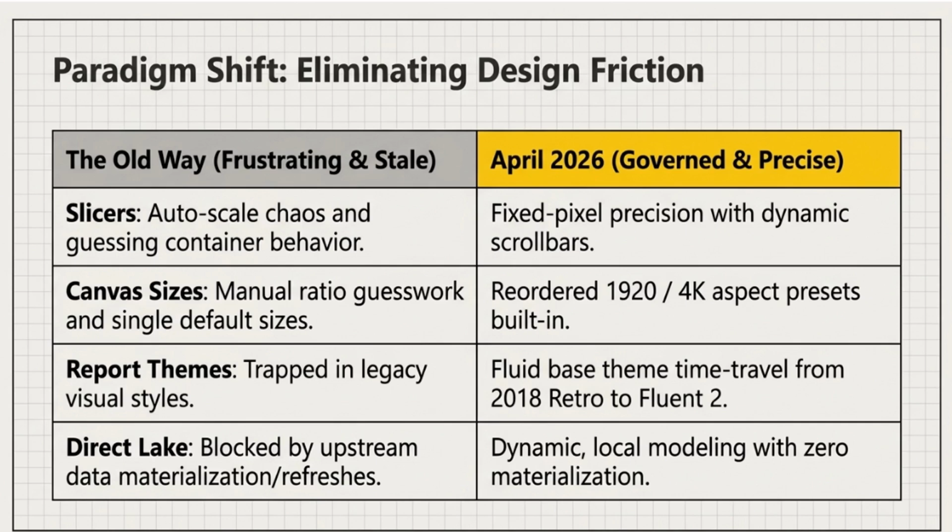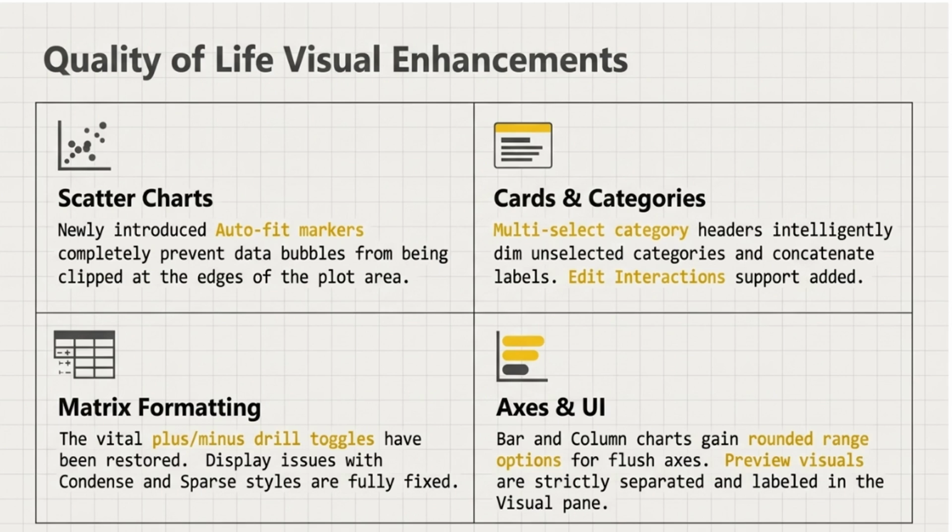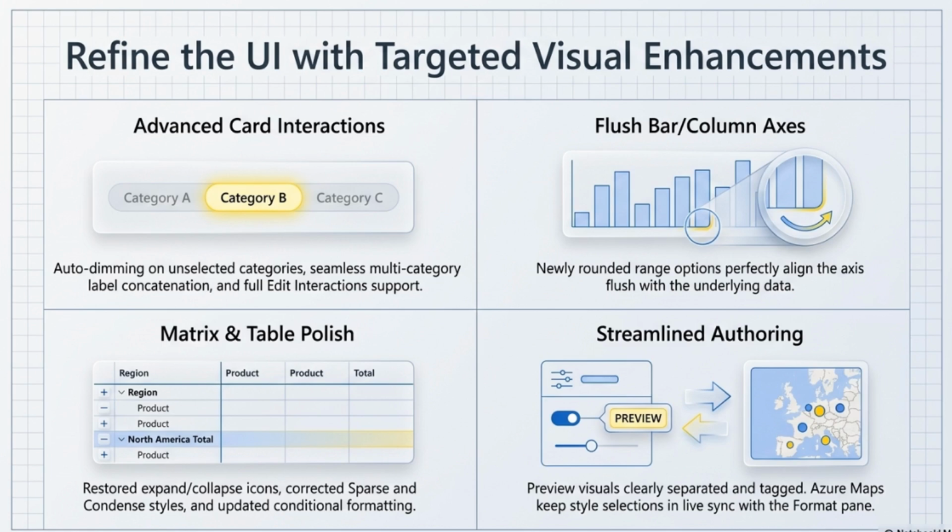And to wrap up the design updates, we've got a few more nice quality of life improvements. You've now got preset canvas sizes for common formats like 1080p and 4K, which just speeds up that initial setup. The theme gallery got an update, and thank goodness, some of those annoying bugs with tables and matrices like the missing plus-minus icons are finally squashed. All these little things really add up to a more consistent and just faster way of working.